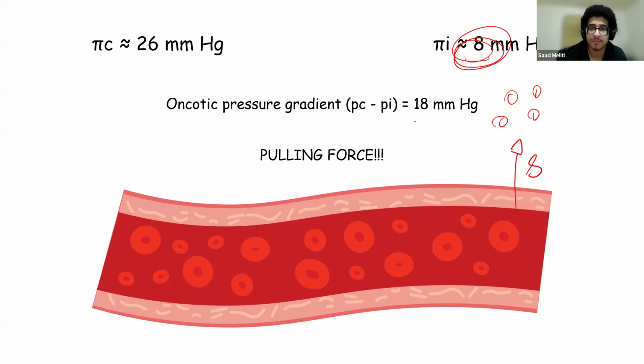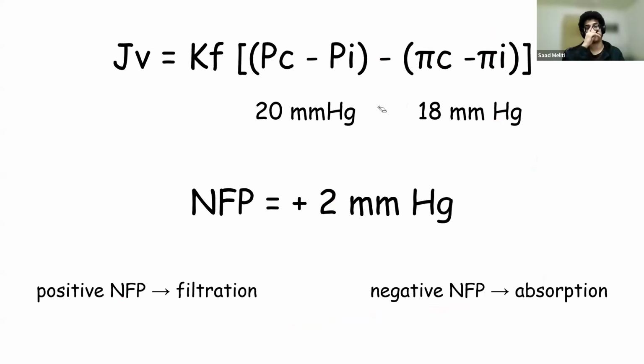If, for example, this number was negative, that means the interstitial oncotic pressure would be higher than the capillary oncotic pressure, which would mean we'd have a pulling force going outside the blood vessel. Okay, glad it makes sense. Now we've calculated the pushing force and the pulling force, and now we can add everything into this large equation.